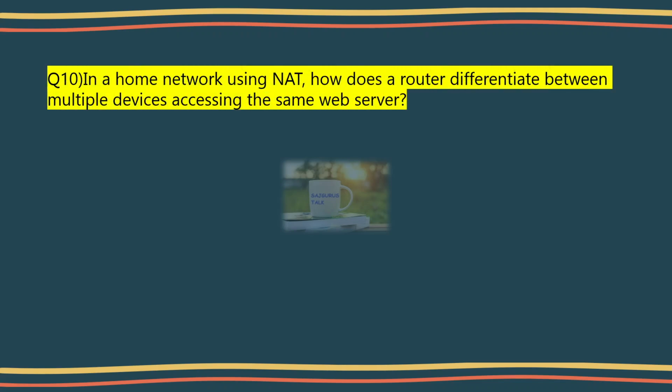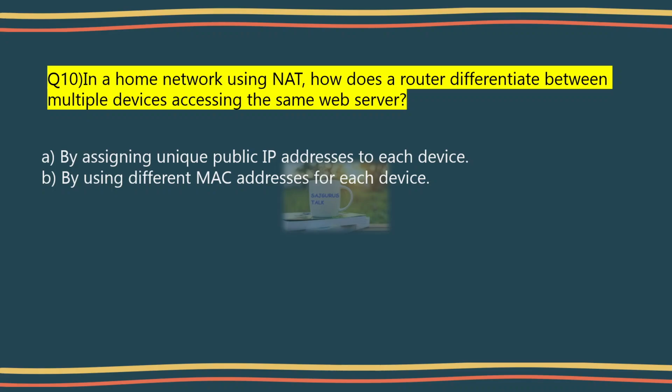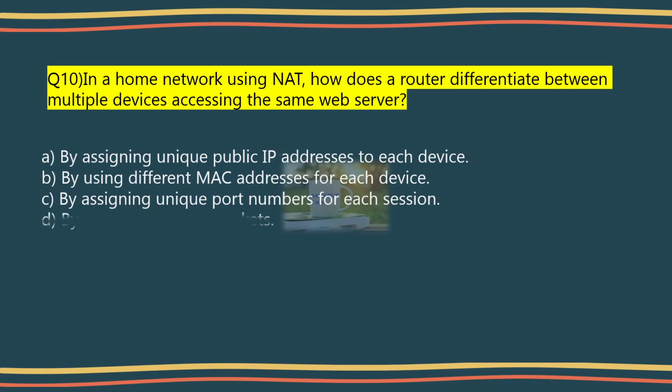Next, last question in today's session. In a home network using NAT, how does a router differentiate between multiple devices accessing the same web server? Option A, by assigning unique public IP address to each device, by using different MAC addresses for each device, by assigning unique port numbers for each session, by encrypting the IP packets. The router uses unique port numbers for each session in NAT to differentiate between devices. So the answer is C, by assigning unique port numbers for each session.